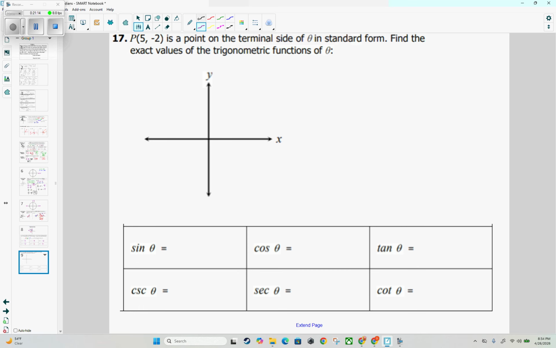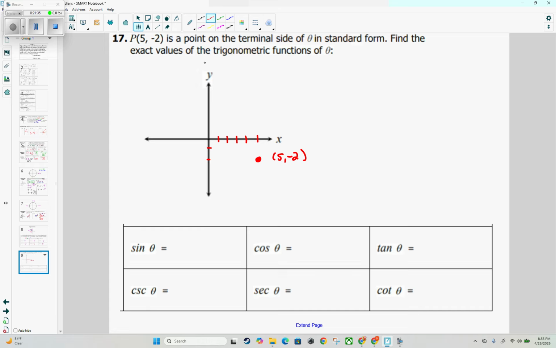So this says we have a point at positive 5, negative 2. So this is a coordinate plane. If I go to positive 5, that would be me going like this: 1, 2, 3, 4, 5. And then it's down to 1, 2. That's that point right there. That's at 5, negative 2.